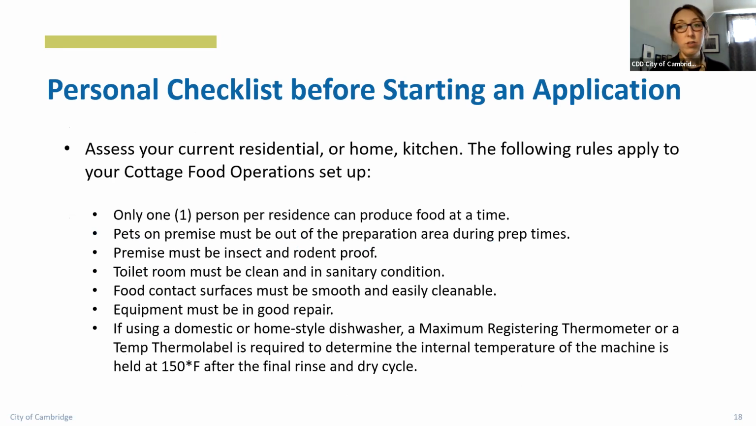Additionally, it's a really good idea to do a quick home assessment of your setup because the following regulations apply for how your residential kitchen is set up. Most importantly, only one person per residence can produce food at a time. Pets that are on premises must be out of the preparation area during prep time. The premises must be insect and rodent proof. The toilet room must be clean and in sanitary condition. The food contact surfaces must be smooth and easily cleanable. The equipment must be in good repair.